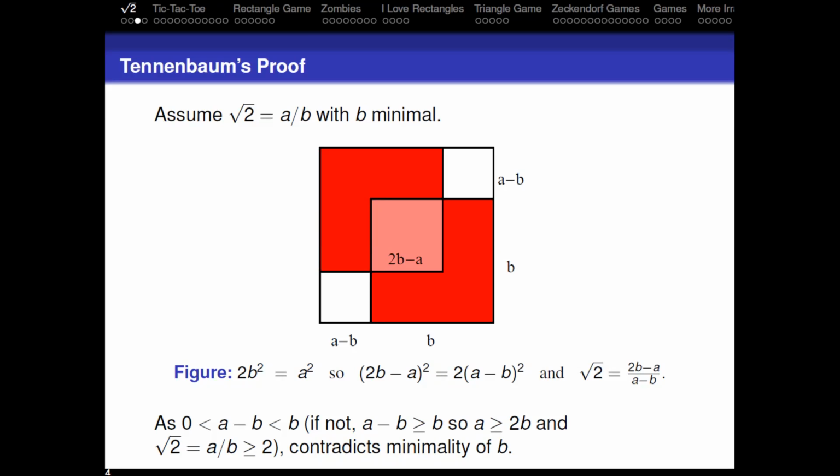And so in our picture now, the upper left and the bottom right are squares that are b by b. And because we're assuming square root of 2 is a over b, that's the same as 2b squared is a squared. Well, the big square is a by a. So what this is saying is those two squares have the same area as the big square. And those two squares cover everything once, except for the center, which they cover twice, and except for the corners, which they don't count at all.